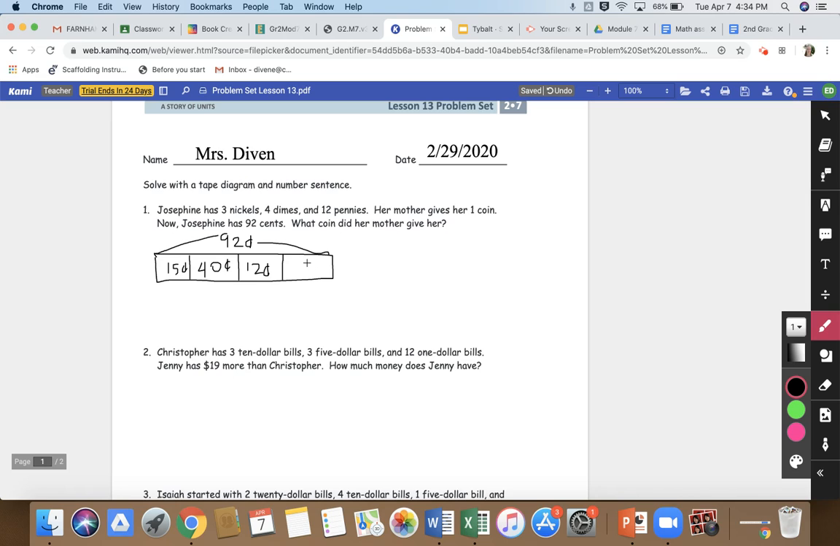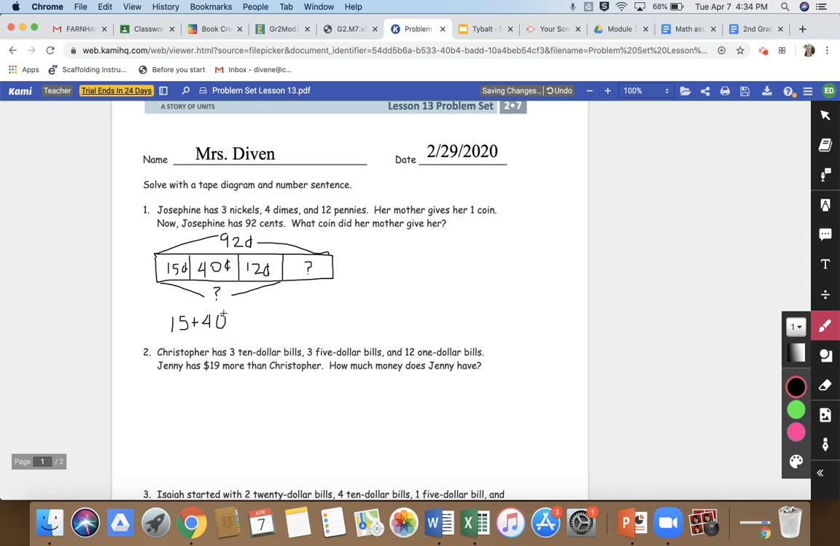And then we are trying to figure out how much this coin is worth that her mother gives her to make her grand total 92 cents. So before we can do anything, we want to find out what is this total here of the change that Josephine has to begin with. So we are going to add 15 plus 40 plus 12 cents. Let's add 15 plus 40 first, get our total, and then we can add our 12 cents in.